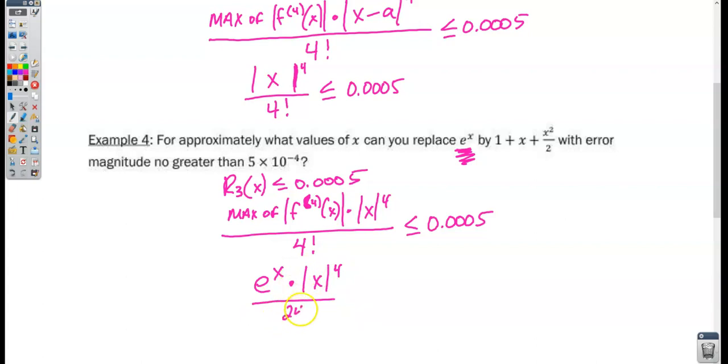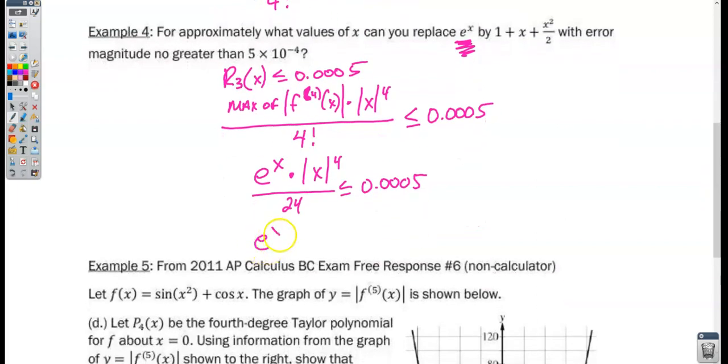And so this is 24. And so I want to solve this equation. e to the x times, and the absolute value of x to the fourth is just x to the fourth, has to be less than or equal to 0.012.